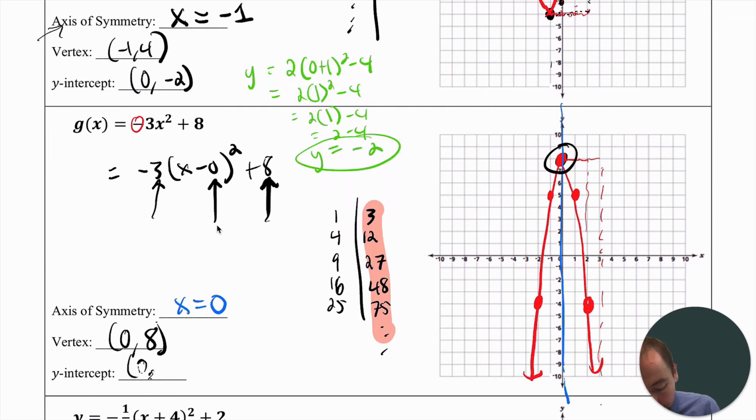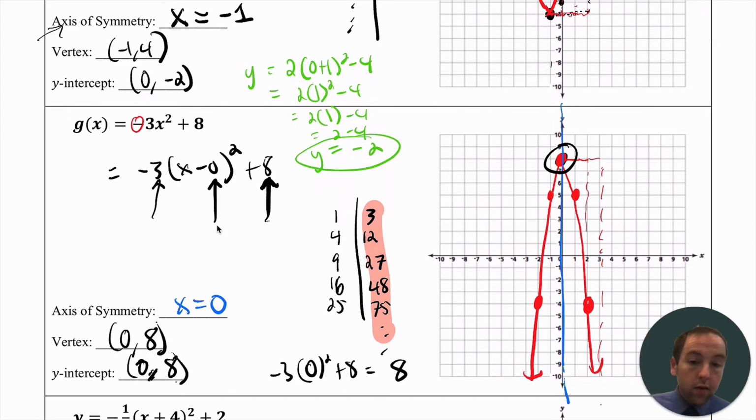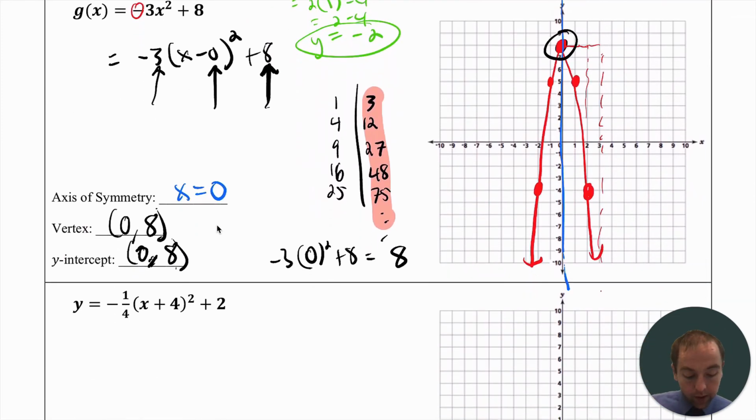And you should also be able to verify that directly from the equation, because you should be able to plug in a 0 for x. And then if you simplify that, you get negative 3 times 0 plus 8, which is just going to equal 8. So of course that's going to be where your y-intercept is located.